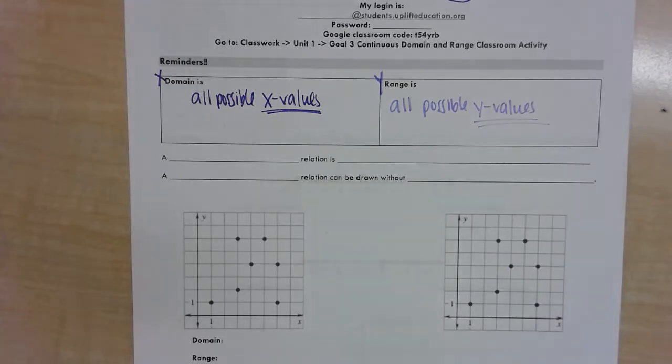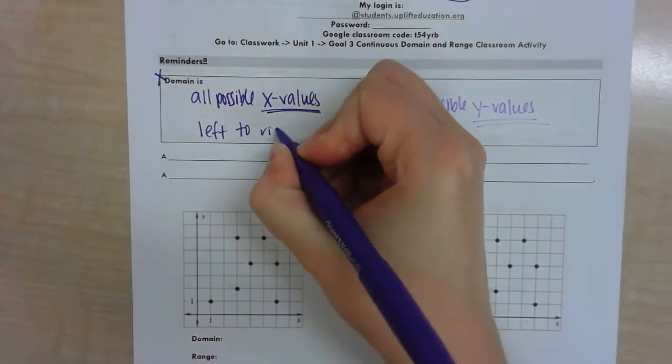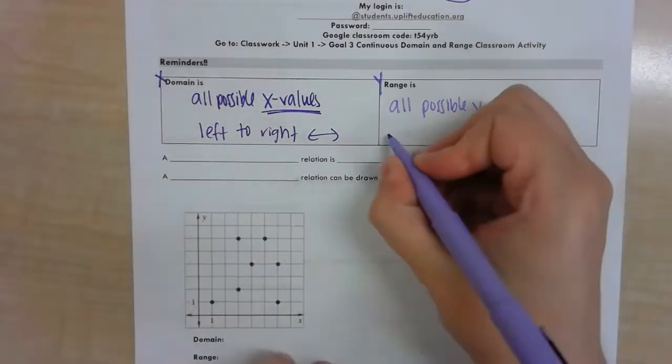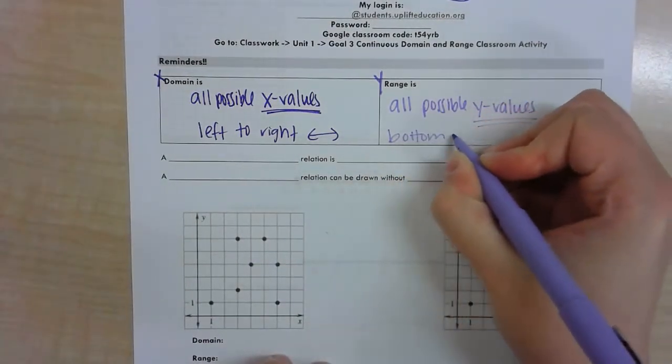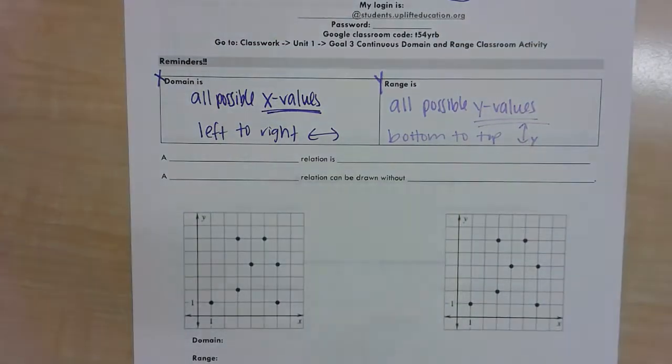Okay, so remember that domain, I always read from left to right because that's how my x-axis goes. And range, I always read from bottom to top because that's how my y-axis goes.